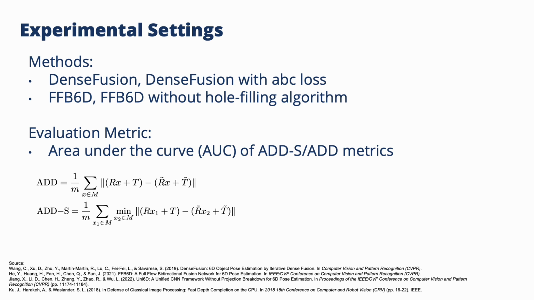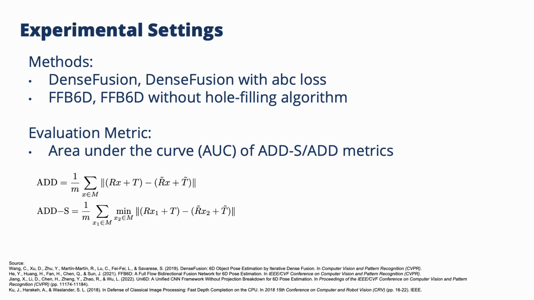We evaluate DenseFusion and DenseFusion with ABC loss given ground truth segmentation masks without post-refinement process. We also provide evaluations on FFP60 with and without the whole fielding algorithm applied. Notice that we didn't provide ground truth segmentation masks when training FFP60. We train the above methods on the training sets and report their performance on the test set.